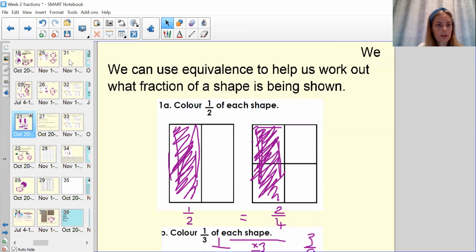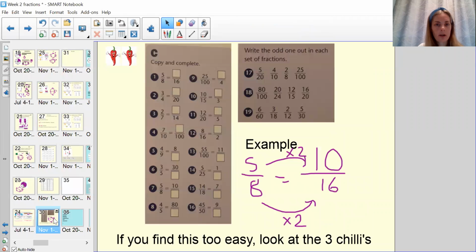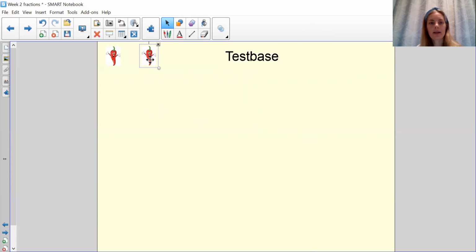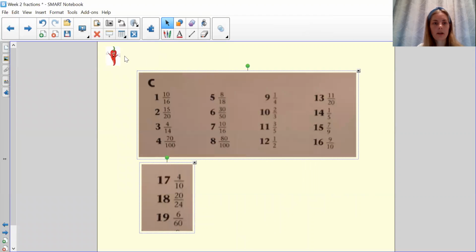Let's find 2 chilies. Here we go. Okay, now you can see how we all make our lessons. So here are the answers for the 2 chilies. Hopefully you've done really well with the 2 chilies, and some of you have tried some of those more challenging questions for the 3 chilies.